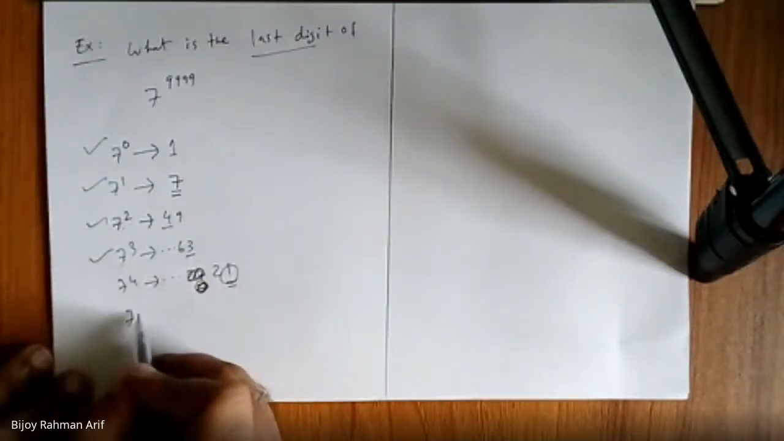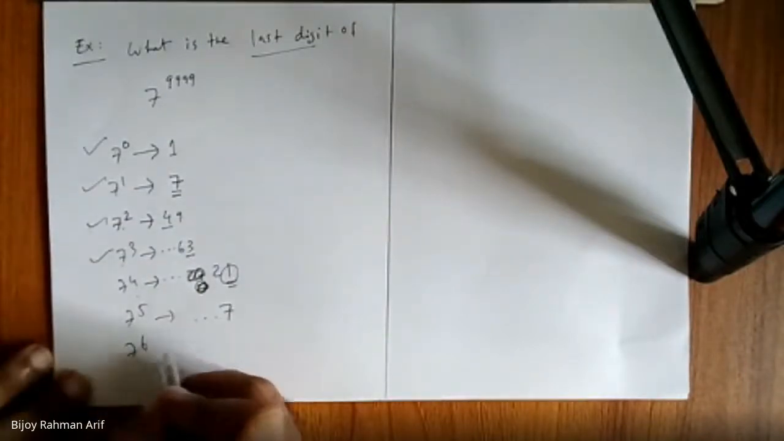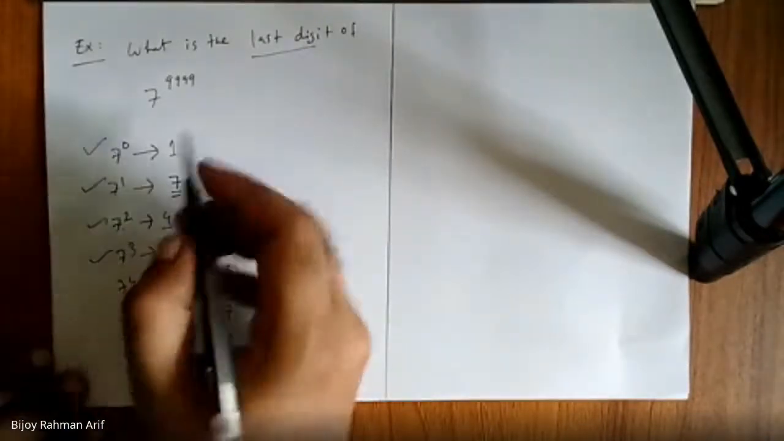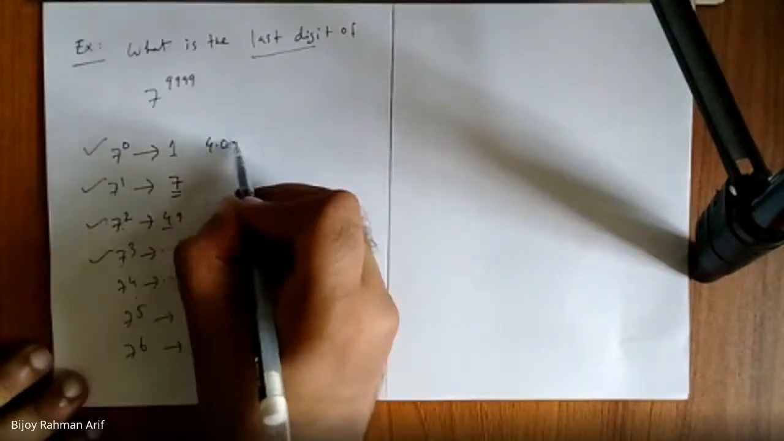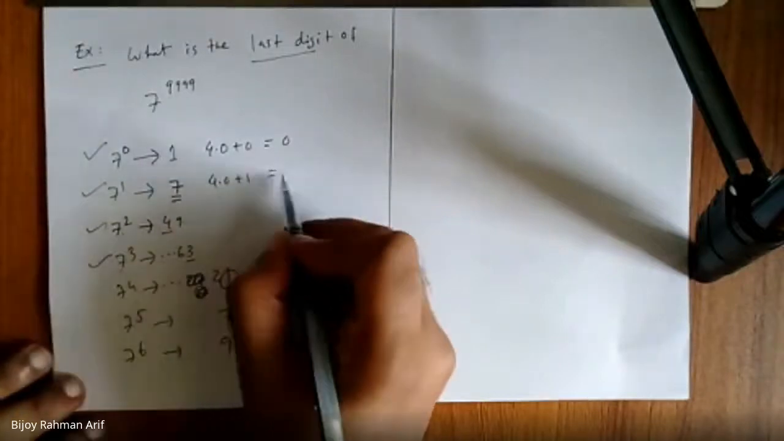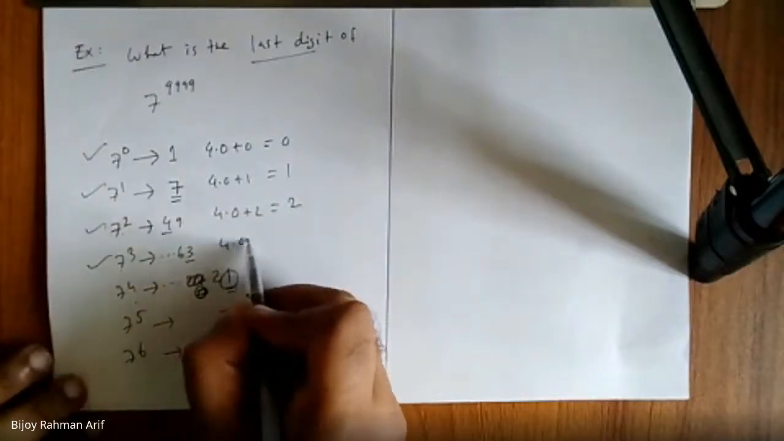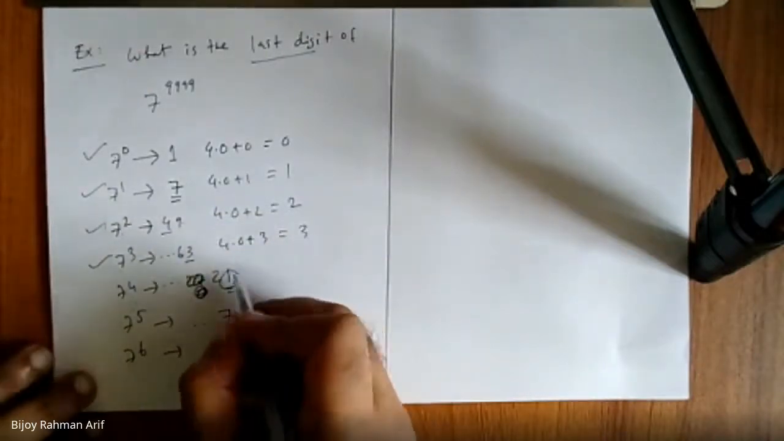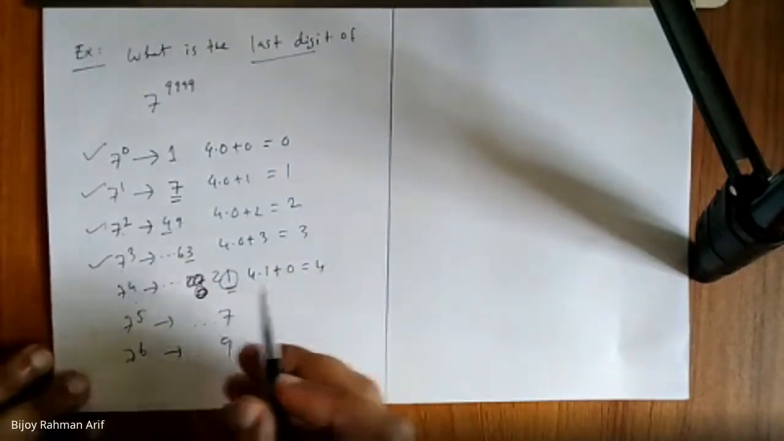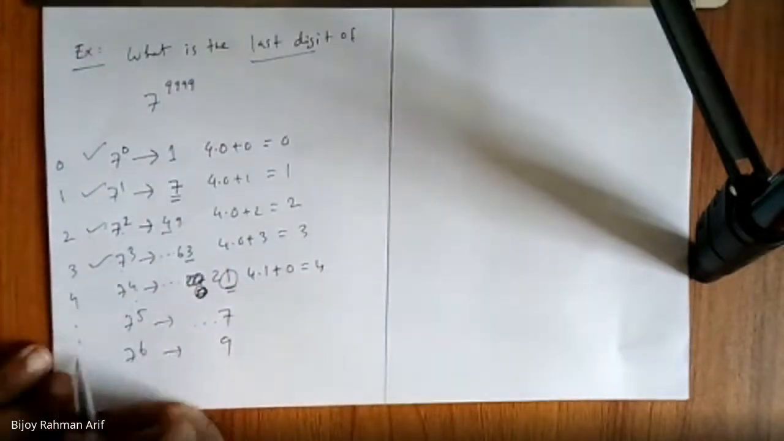Then again, 7 to the power 5, as it is 1, the last digit would be 7. Then 7 to the power 6, the last digit would be 9. So this way it will continue. So we can say this is nothing but 4 into 0 plus 0, which is 0. 4 into 0 plus 1, which is 1. 4 into 0 plus 2, which is 2. 4 into 0 plus 3, which is 3. Again, this one is 4 into 1 plus 0, which is 4. So we can number this way, 0, 1, 2, 3, 4, and so on.